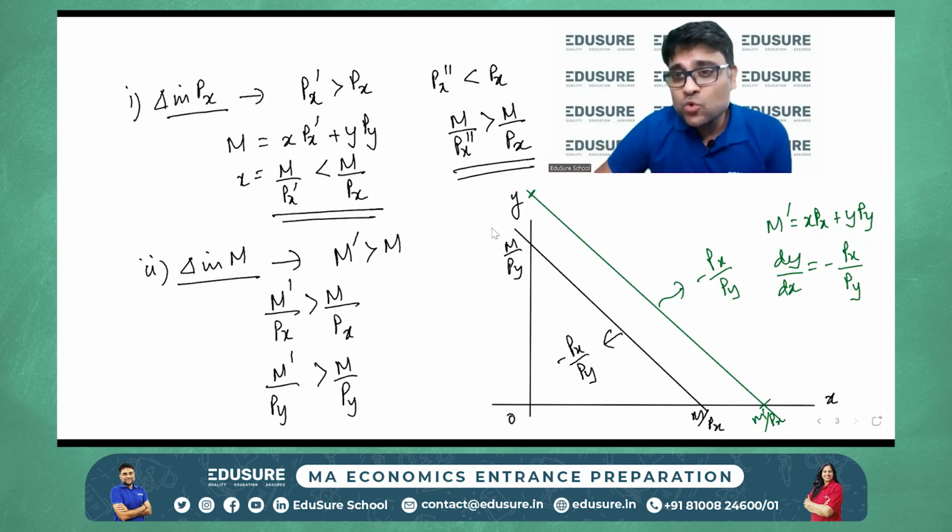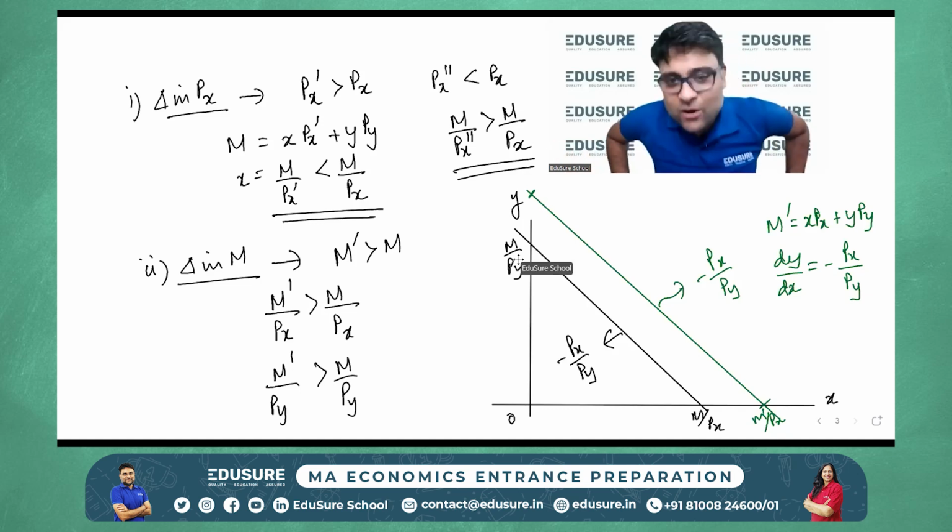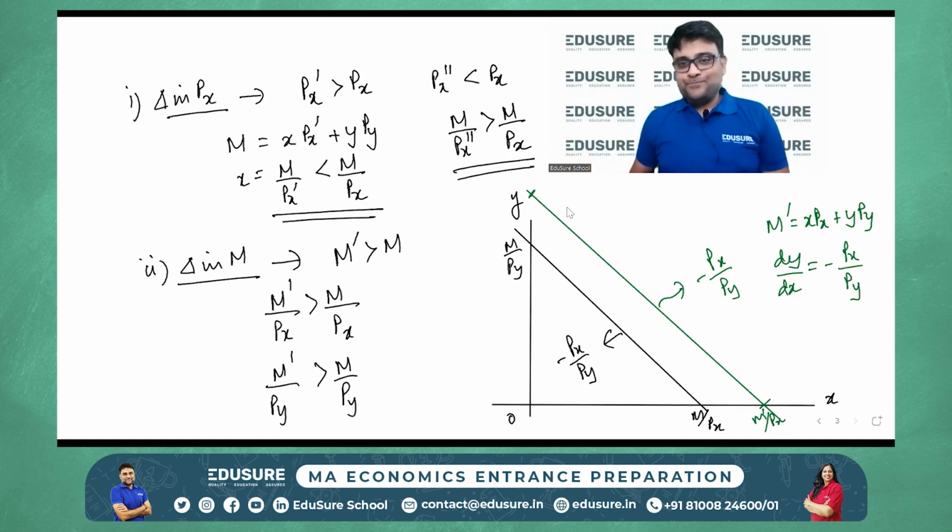Dipti, m is the usual notation for money income. You need to get used to the notation m. ISI, DSC, everywhere they'll say money income is m. It's not made up by me. You take a look at any of the books, sab jagah mein m likha rahega.